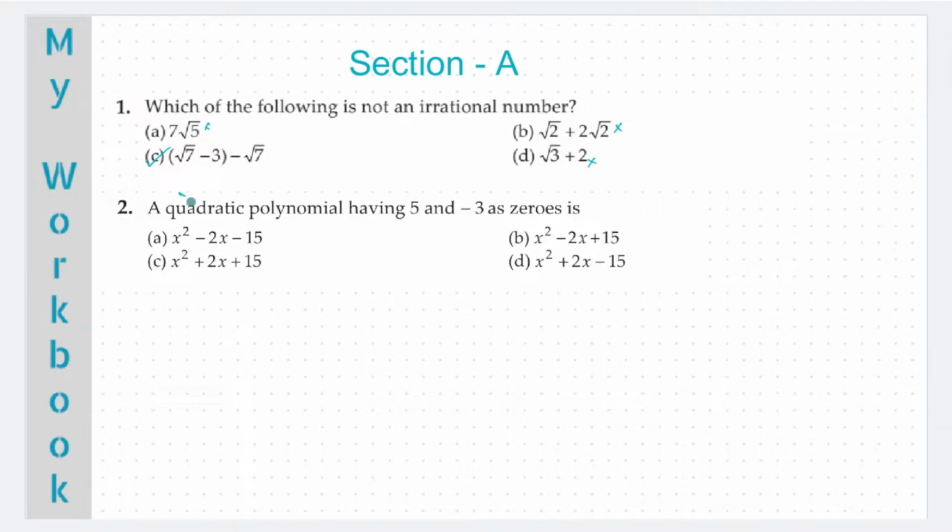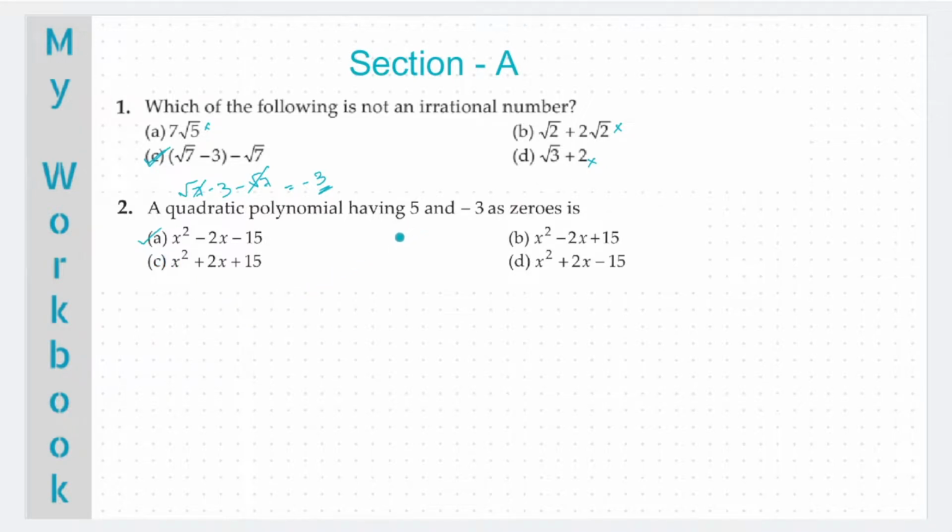Option C, when we simplify, the root 7 gets cancelled and we are left only with minus 3, which is an integer. So it is not an irrational number. Option C is the correct answer. For the second question, the correct answer is option A, x square minus 2x minus 15.